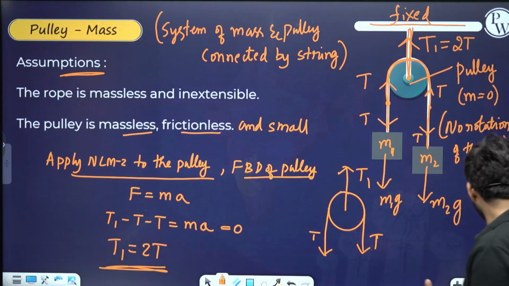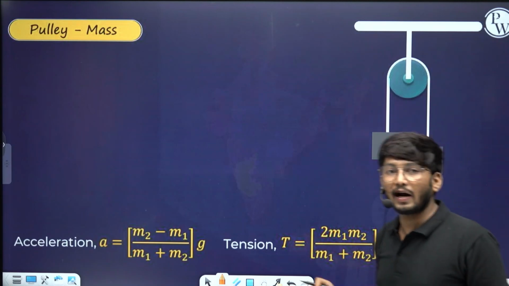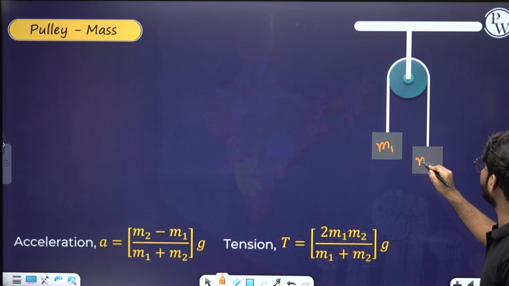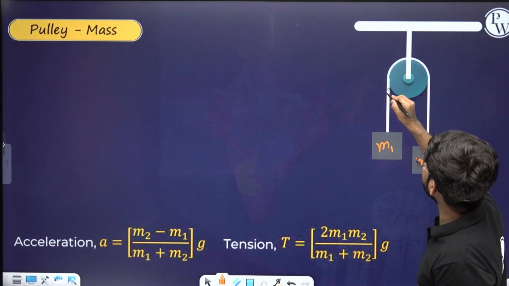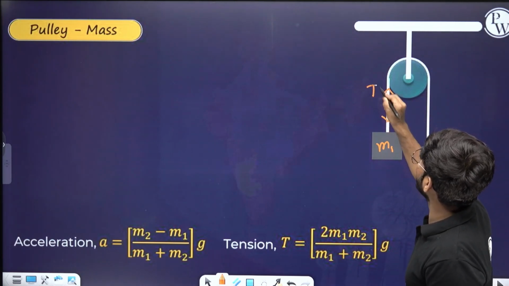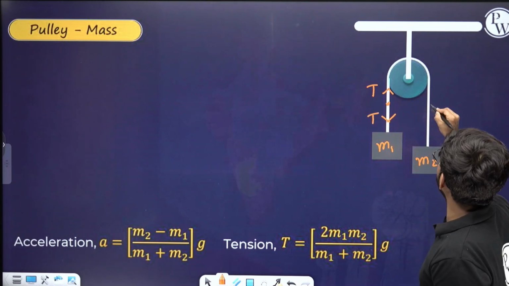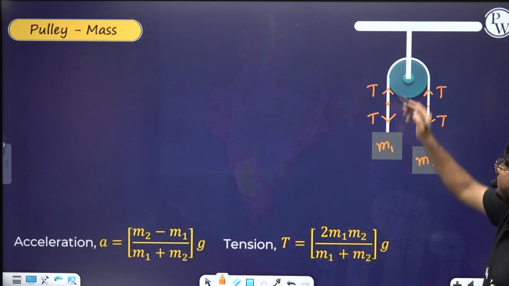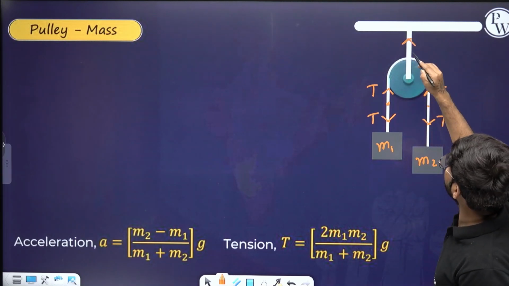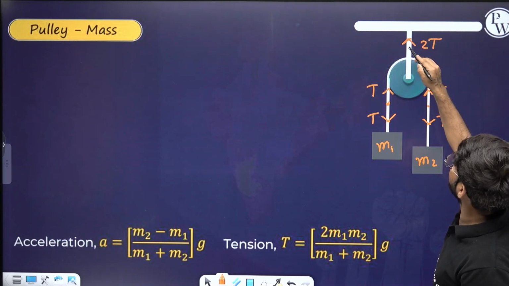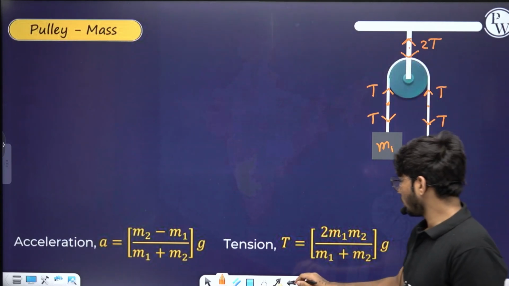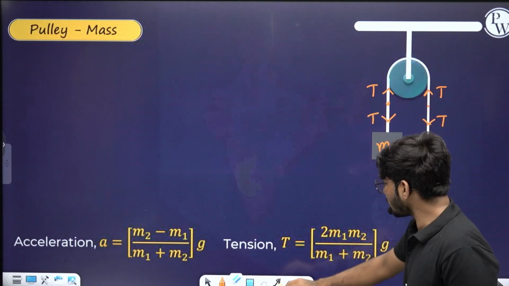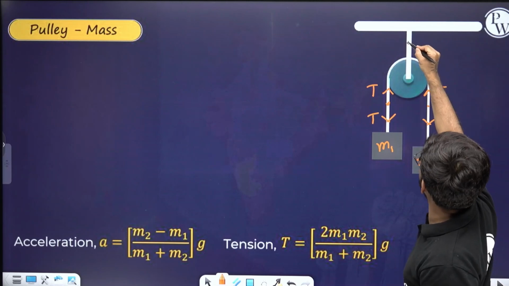Because of the variation in these weights, there will be acceleration in the system. So how do we calculate that acceleration? I'll tell you. You have mass M1 and mass M2. Tension is acting in this direction. For any point here, tension is acting like this. This tension we said is 2T, and this tension we said 2T, correct? So why is the system going to accelerate?